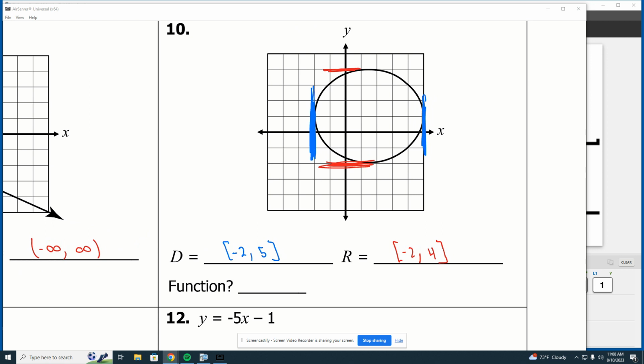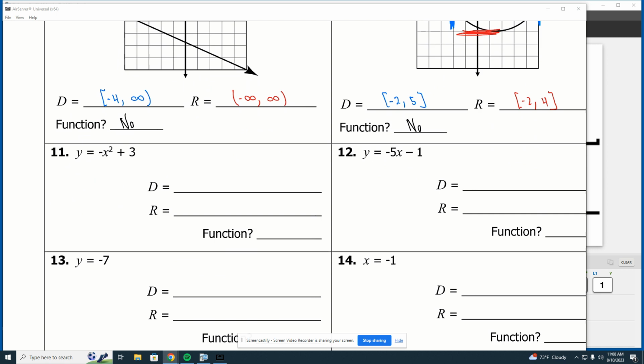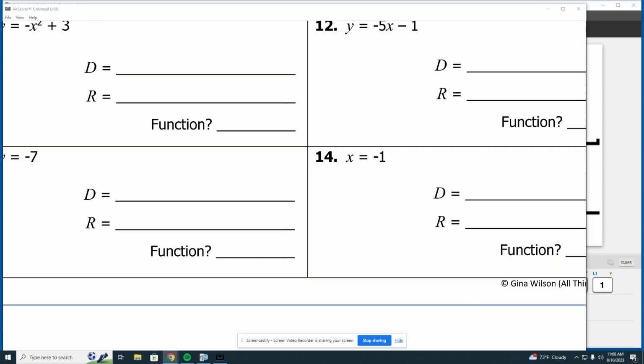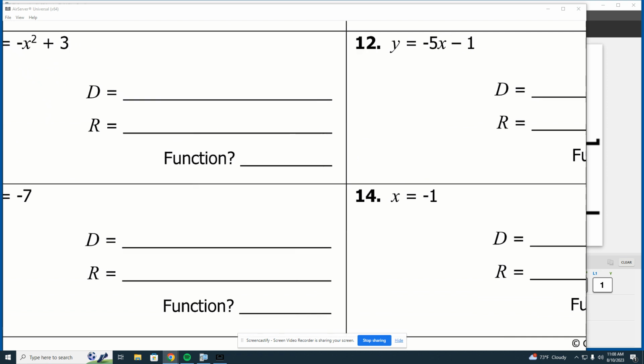Alright, so function or not a function? Definitely not a function. Okay. Do you have your calculator? Yes. Alright, get it out. We're gonna work through these pretty quickly. What time we got here? Oh, we're doing great then. Okay, grab your calculator.